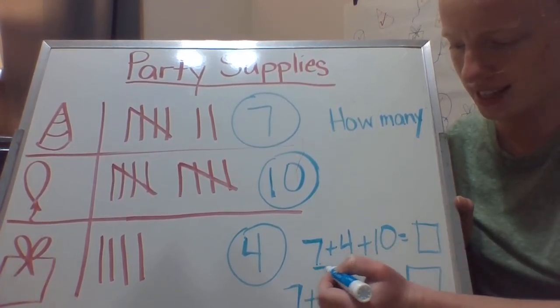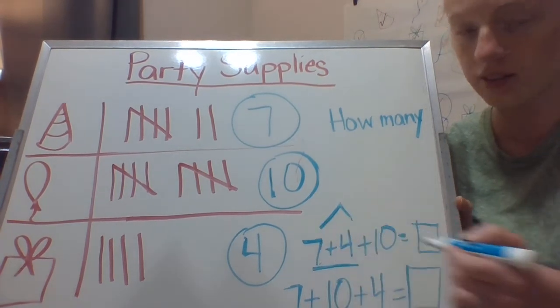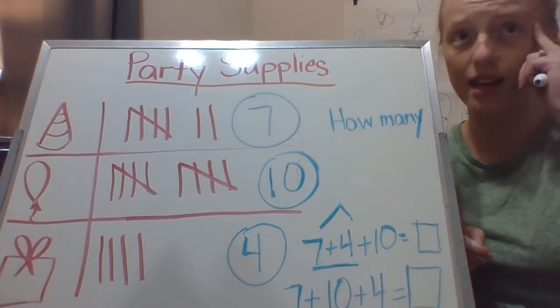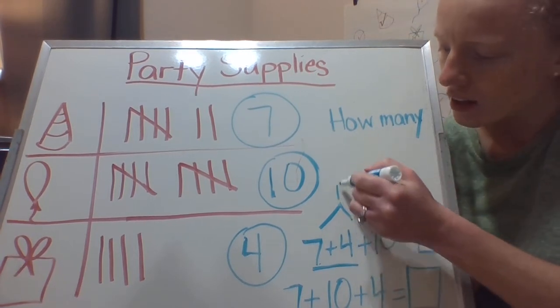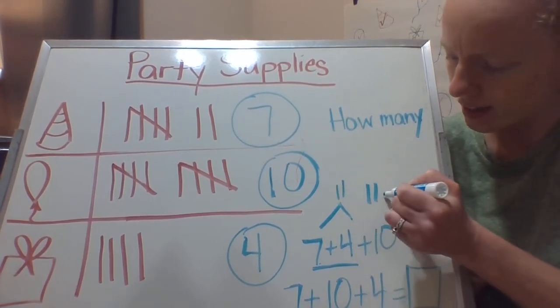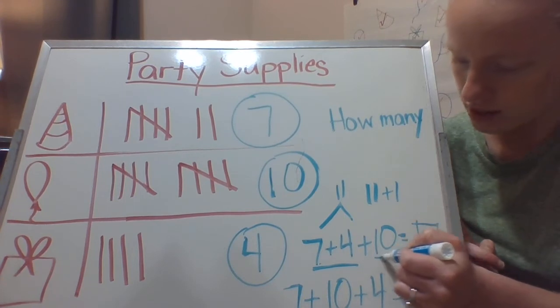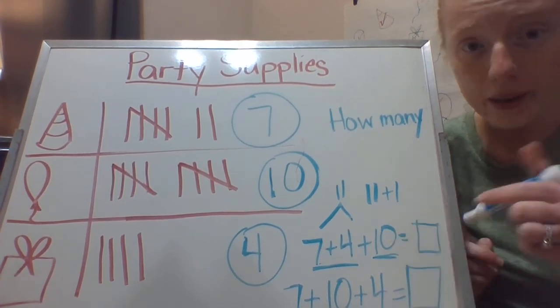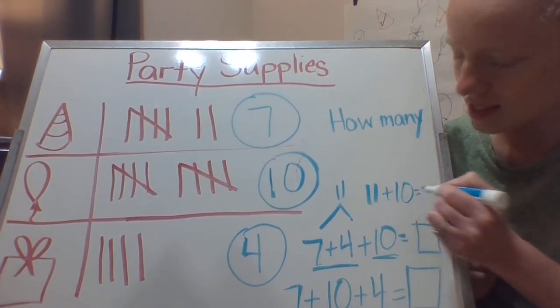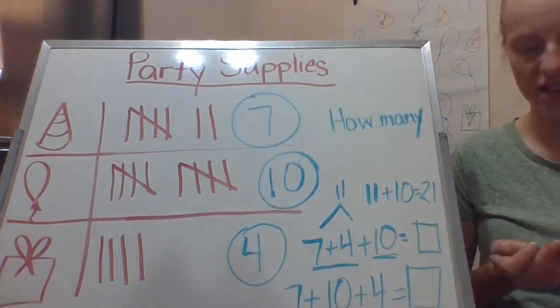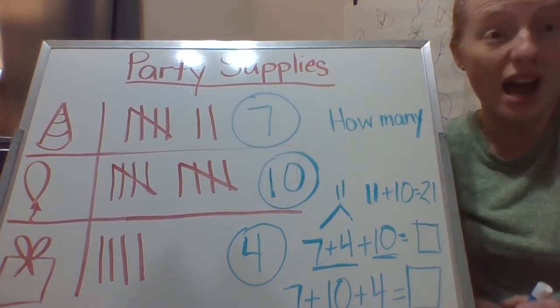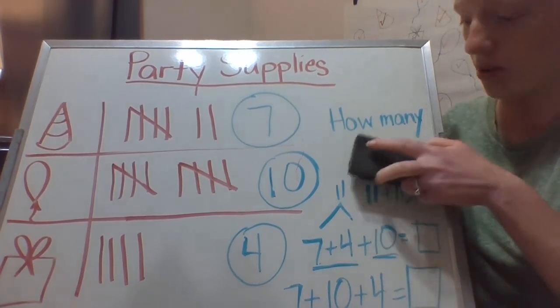So what is 7 plus 4? 7 in my head, 8, 9, 10, 11. Oh, 11. So now I have 11 plus, don't you forget about me, 10. What's 11 plus 10? 21. So if I wanted to answer that question, I saw 21 things at the party.